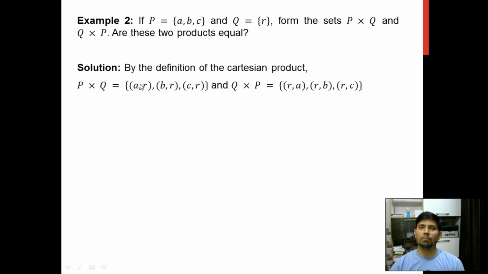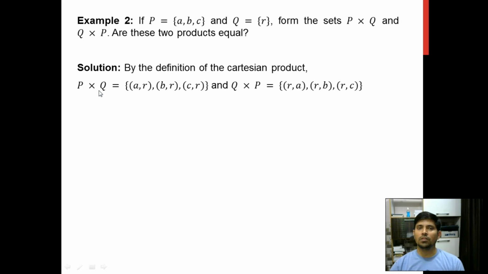So see here, for P cross Q, first of all we will write the elements of P, because we have to find the value of P cross Q. It means first element of P and second element of Q. This is AR, BR, CR. This is P cross Q: AR, BR and CR. And when we find the value of Q cross P, then the first element belongs to the set Q. It means the elements are RA, RB and RC.